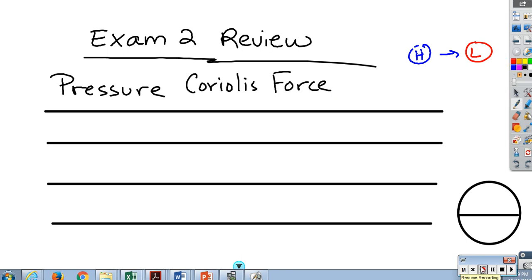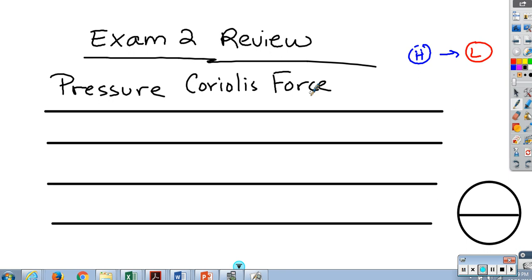Now, because of the Earth's rotation, we get the effect that we call the Coriolis force. This is not a real force, but it appears to have the same effect as a force acting on an object in normal circumstances, but what's happening here is the Earth rotating.